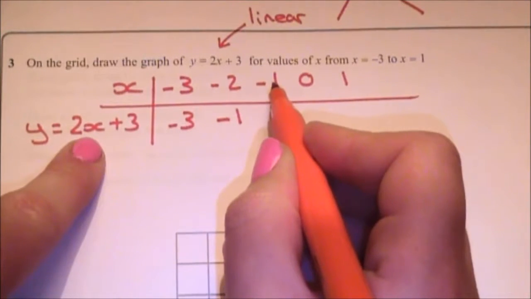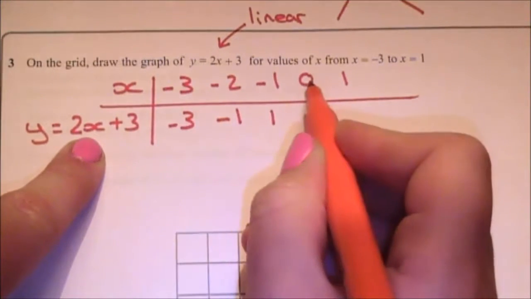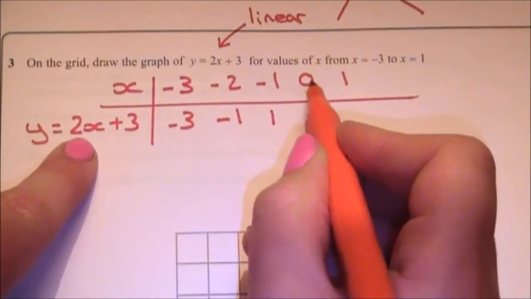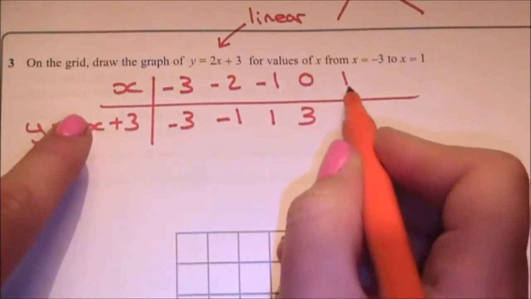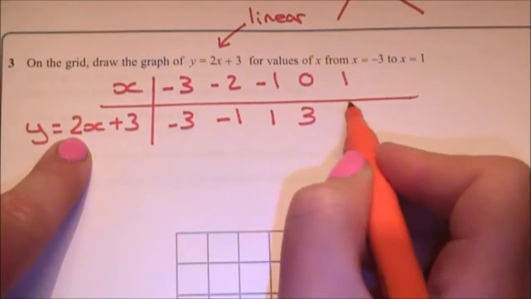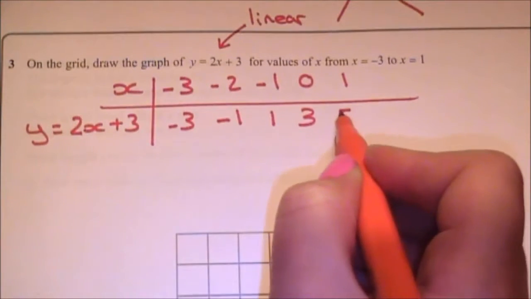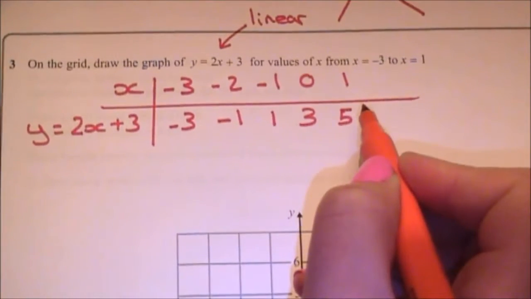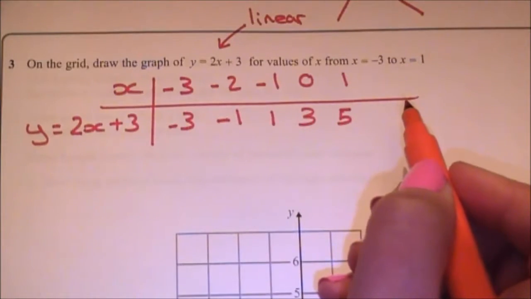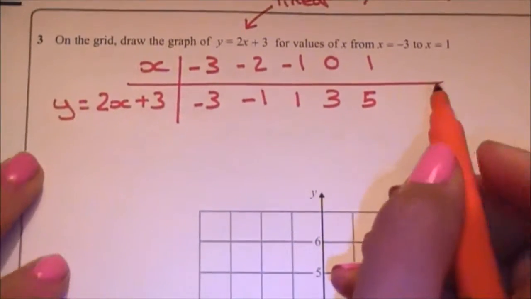When x is -1, that's going to give me 1. When x is 0, 2 times 0 is 0, add 3 is 3. And 2 times 1 is 2, add 3 is 5. So now I have my table of values. I can put them into coordinates so I can fit them onto my graph.